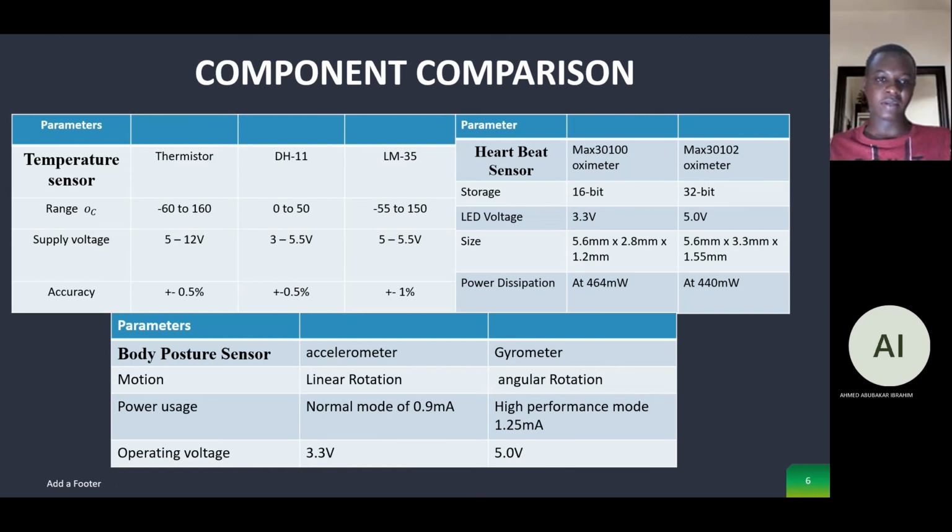So this is the component comparison for my system, which is temperature sensor, heartbeat sensor, and body pressure sensor, whereby I choose the LM35 due to its temperature range and also its supply voltage. I choose the MAX30100 oximeter due to its small size and also its power dissipation. I choose the gyrometer for the body pressure sensor due to its high performance mode and also its high operating voltage.